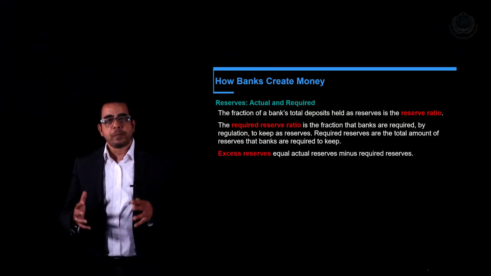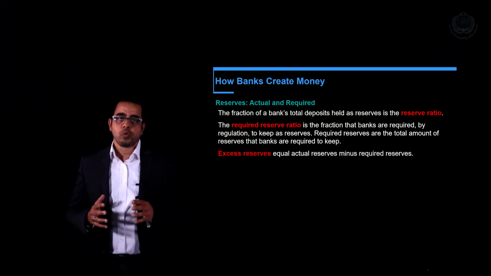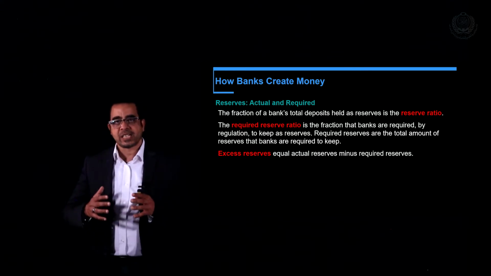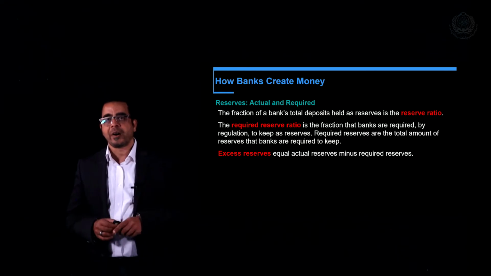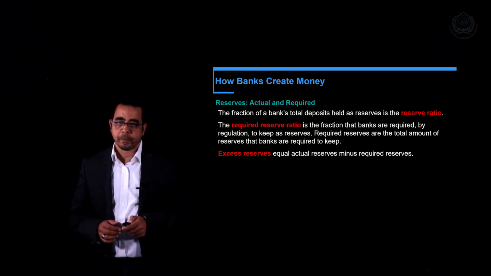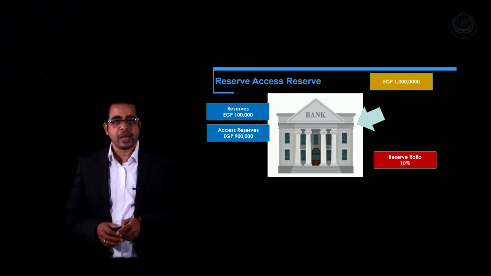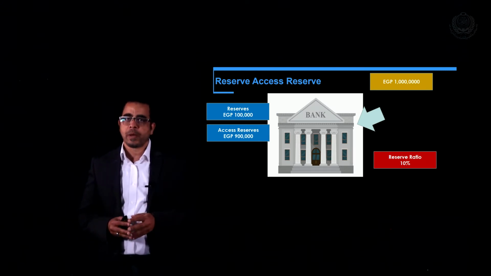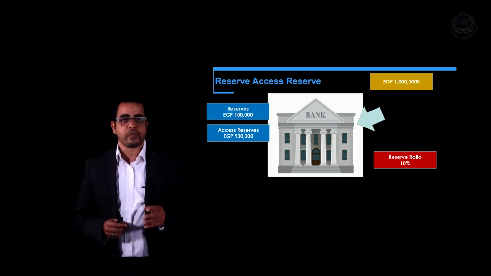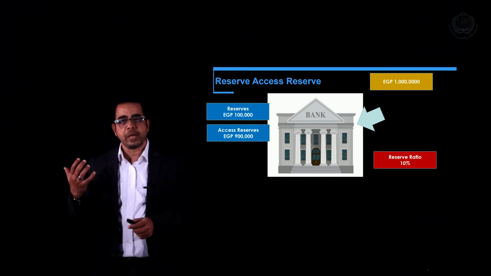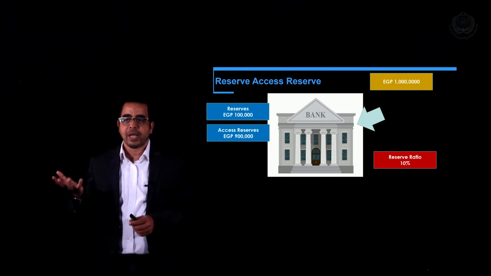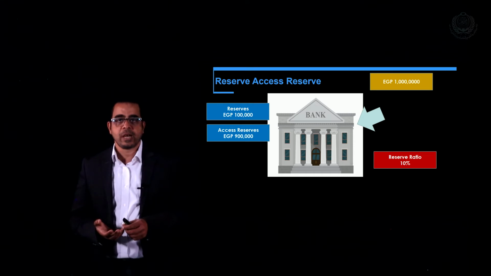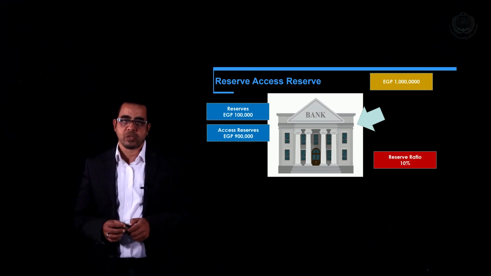So any deposit to the bank is divided into two parts: the reserve and the excess reserve. Reserves have to be kept in cash, and excess reserves are allowed to be loaned. Let's take an example. If a bank receives 1 million Egyptian pounds as a deposit and the reserve ratio is 10%, this 1 million will be divided into 100,000 pounds as a reserve, and the remaining 900,000 will be excess reserve.